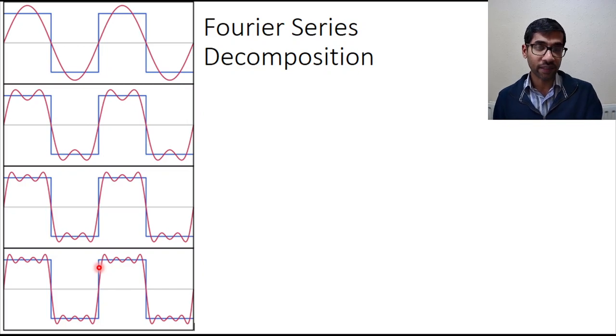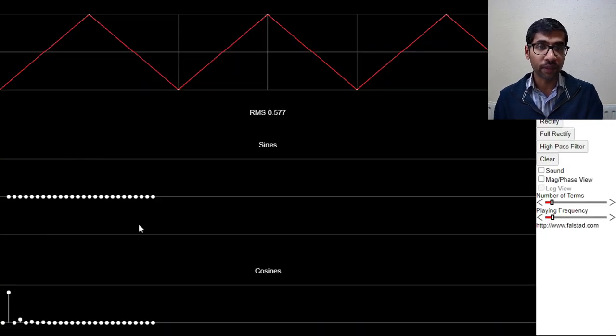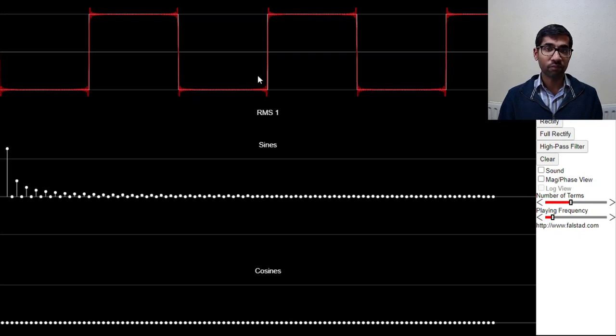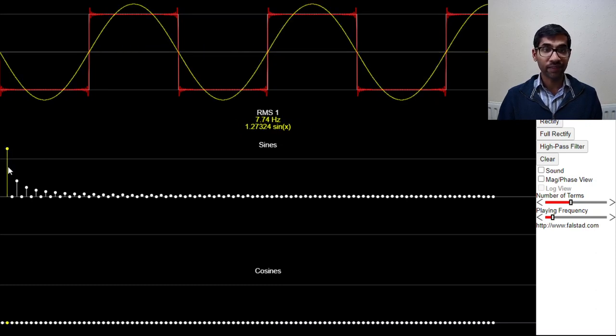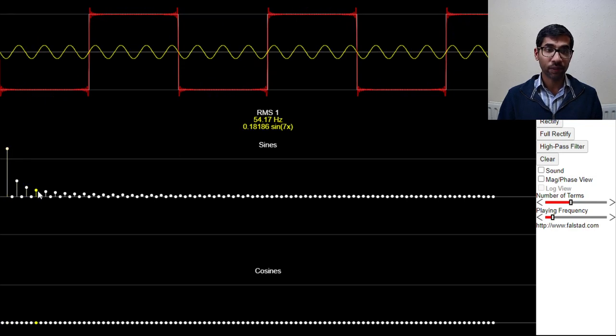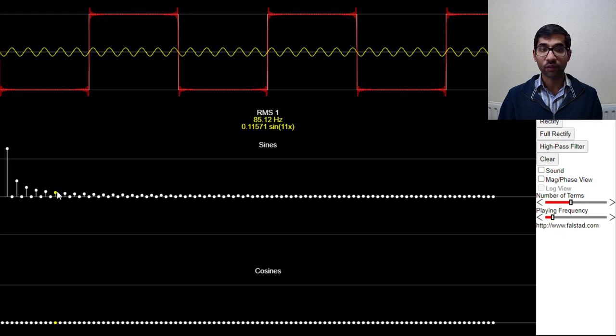Take a look at this app, which gives you a little bit more detail. Here, let's have a square wave, and you can see that the red signal is approximating the square wave quite well, isn't it? And if I increase the number of terms, you can see that the approximation is quite good. This red signal is a sum of this sine wave, plus this, plus this, plus this, and so on and so forth.